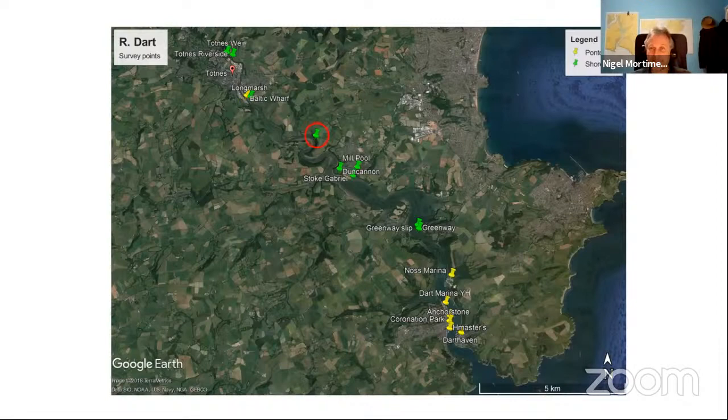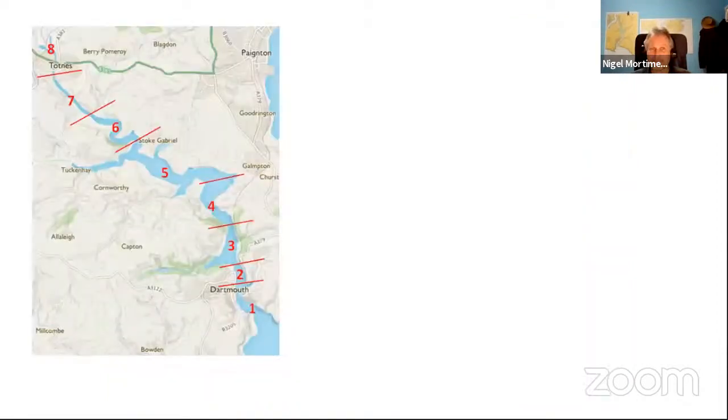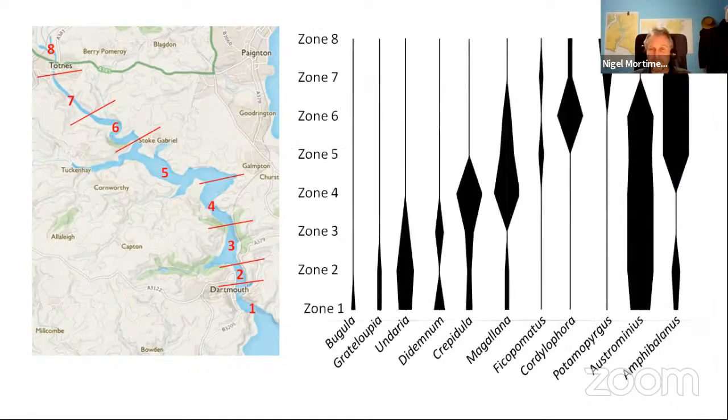So this is the Dart divided into 8 rather arbitrary sections for the purposes of the talk based on where we were able to survey. And here are data for 11 non-native species. This is a kite diagram, so-called, whereby the thickness of the line reflects the abundance of the species in a given section of the estuary. The unthickened bits of the line are where a given species was not recorded.